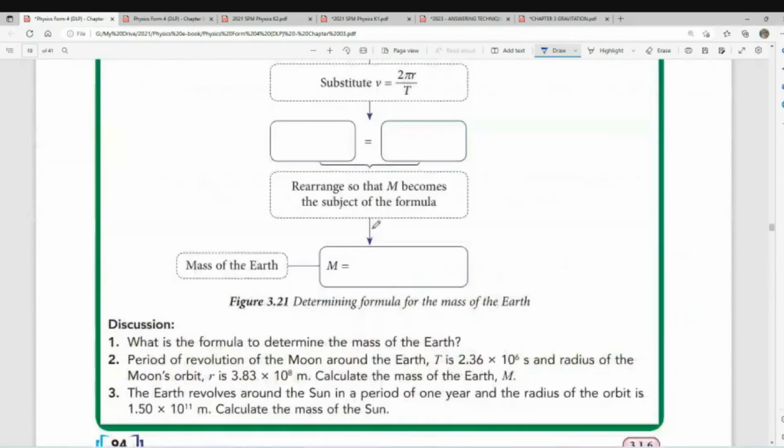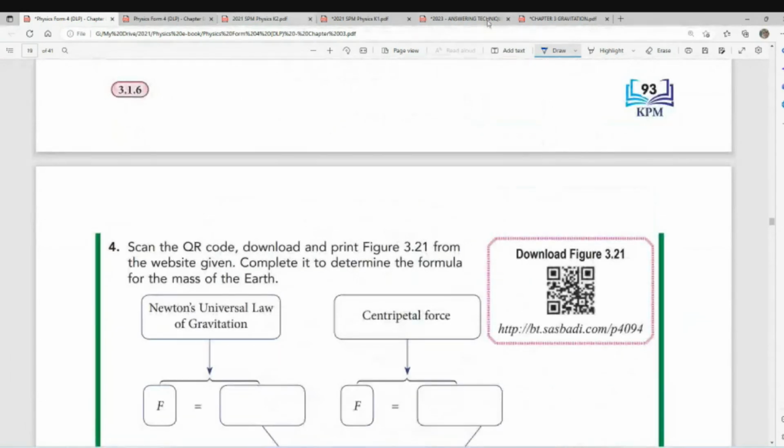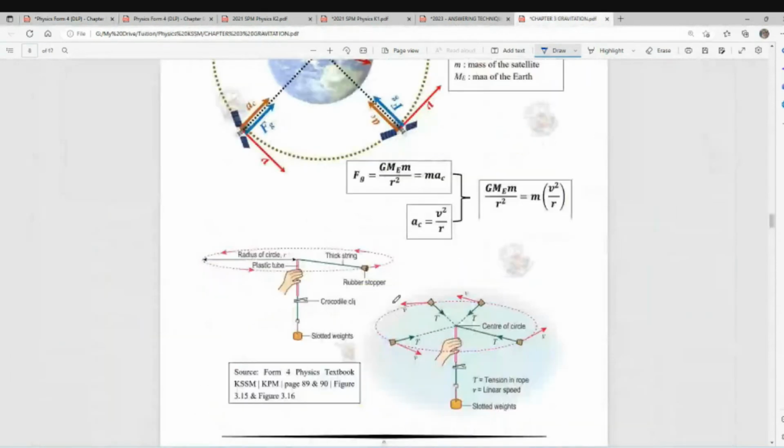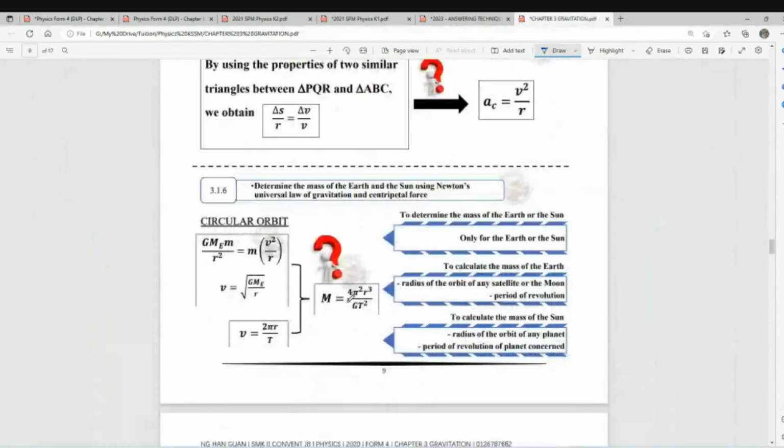So it's just rearranging the formula that we applied from the beginning. You can refer to the module I gave you here, and all this you can skip. This is how we get the formula to determine the mass of the Earth or the mass of the Sun.